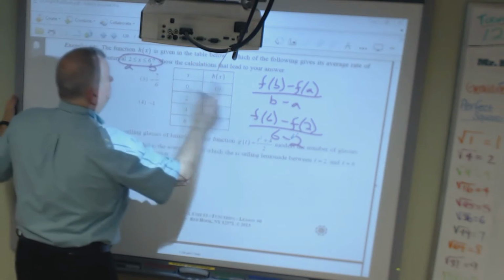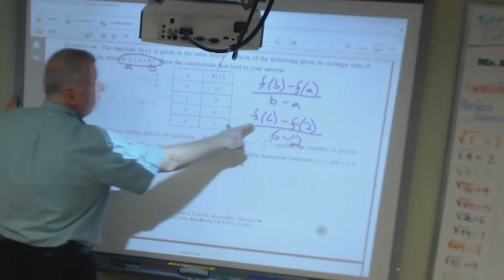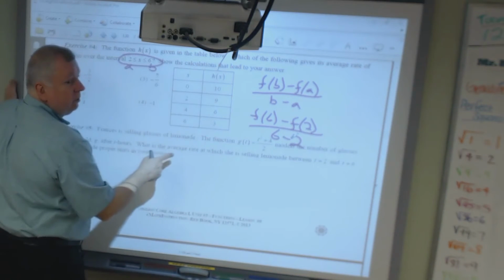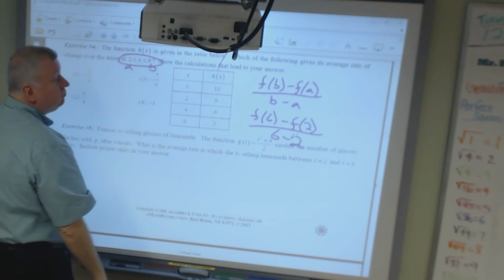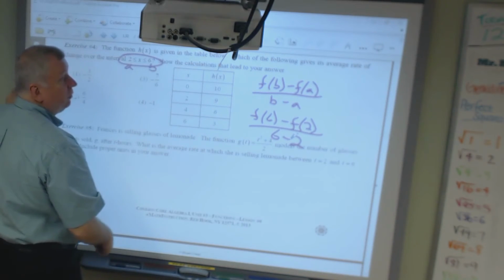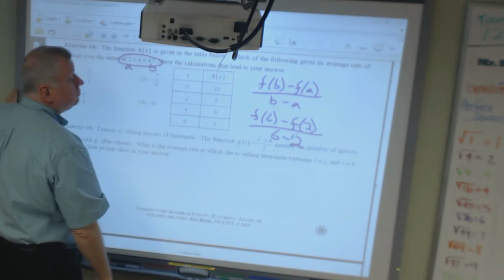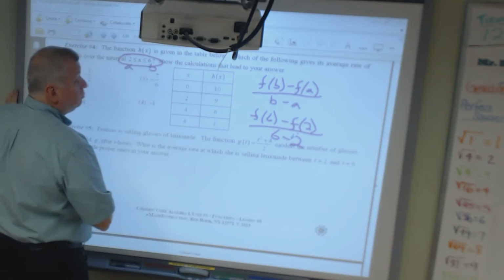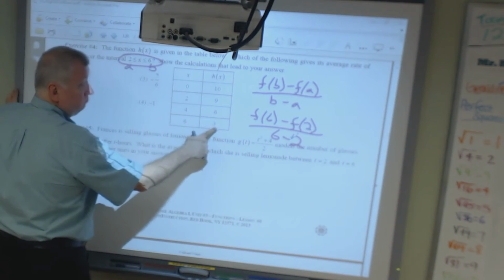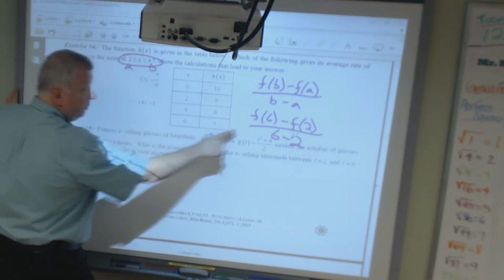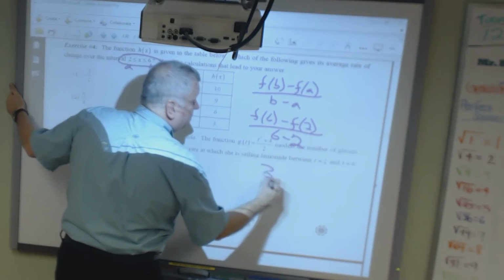Now, since they didn't give us an equation here, we have to find out what f of 6 is from the table. If the input is 6, what's the output? It's 3. So f of 6 is equal to 3, and you replace that with the 3.